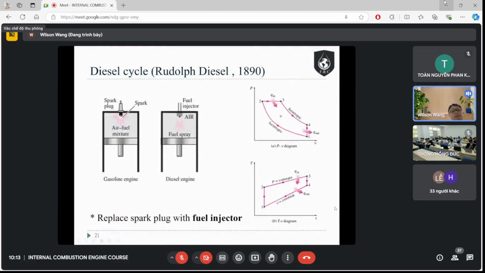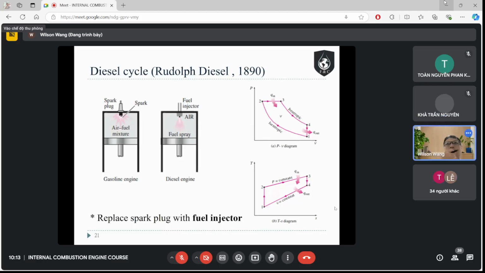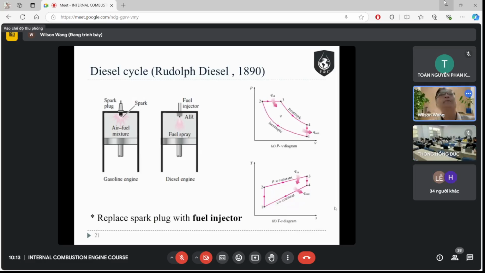So the next cycle we are talking about for our internal combustion engine is the diesel cycle. The diesel cycle was designed by Rudolf Diesel in the year 1890. The difference between the diesel cycle, or the compression ignition engine, and the Otto cycle, or the spark ignition engine, or the gasoline engine, is that one has a spark and one has no spark.